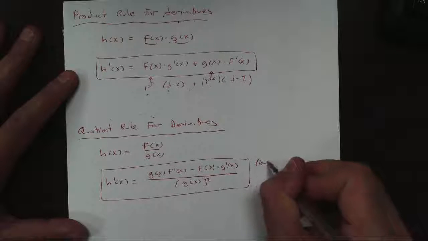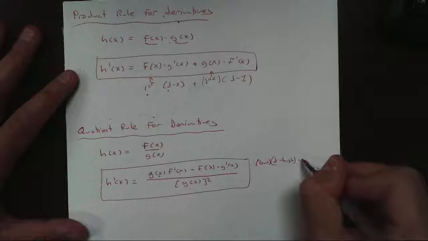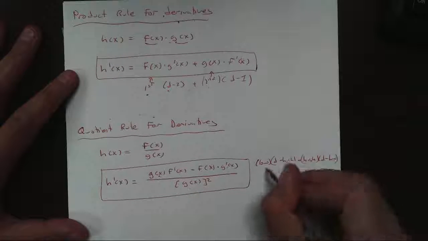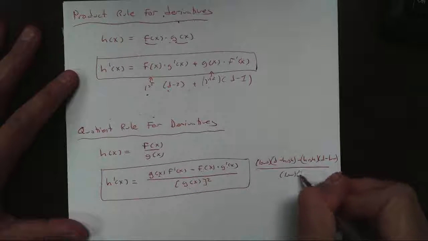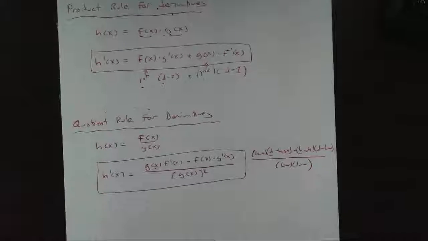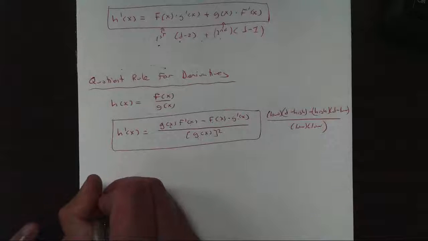So I go low-de high, minus, high-de low, all over low-low. That's how I remember it. So let's take a look at some examples. These are very easy to do. You can really enjoy these. So let's take a look at the first one.